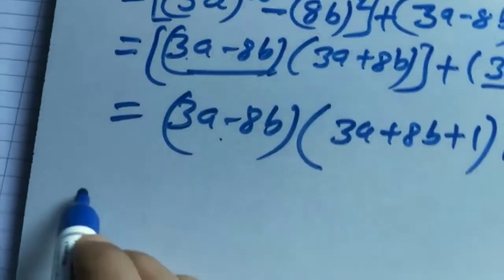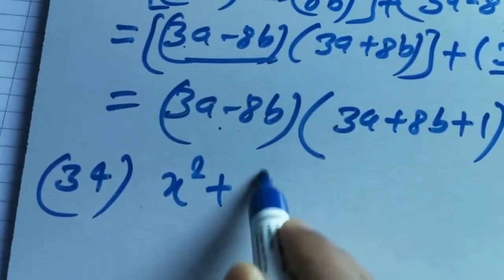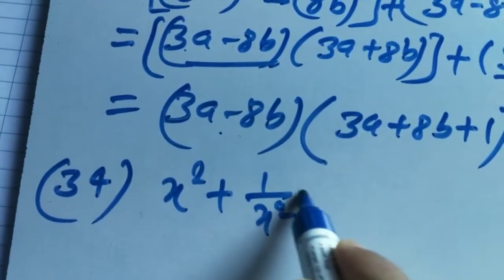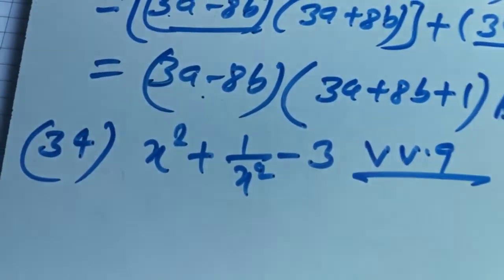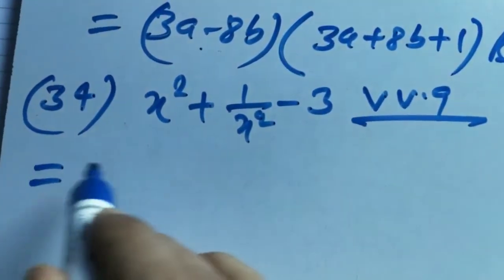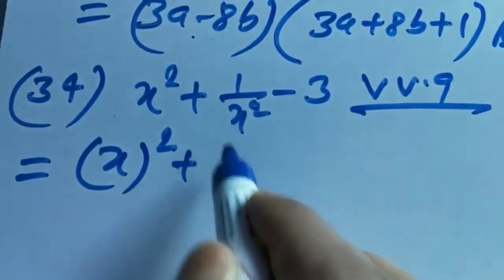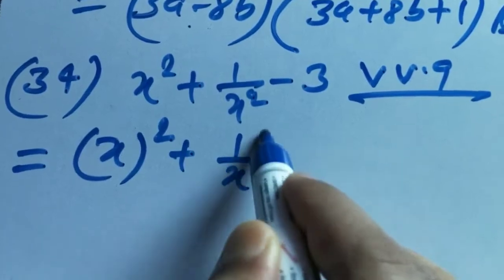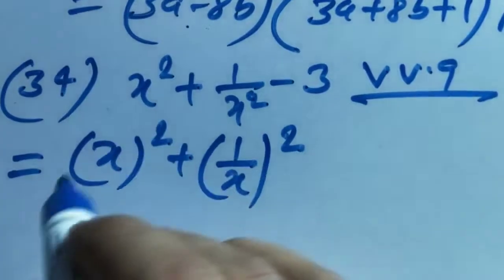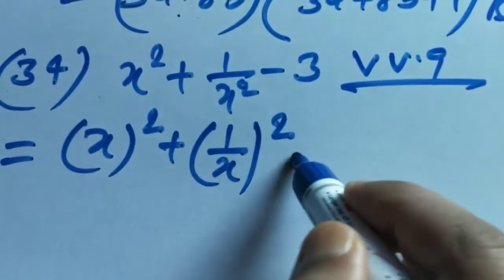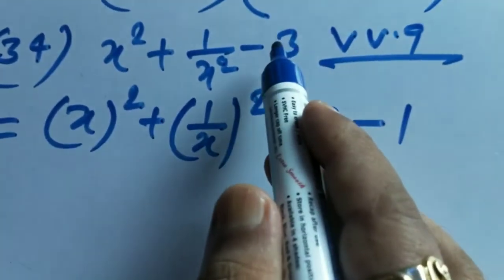Now let's look at question number 34. Here x square plus 1 by x square minus 3 is given. This is a very, very important question. This is x square. x square can be written as x the whole square. 1 by x the whole square will be equal to 1 square will be 1 and x square will be x square. And this 3 can be written as minus 2 and minus 1. Minus 2 minus 1 is equal to minus 3.